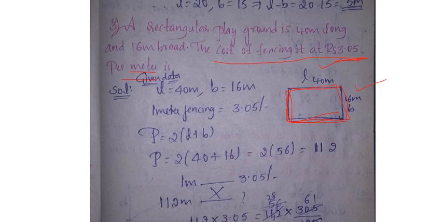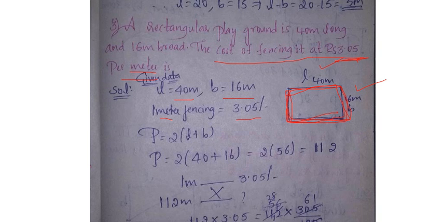If we find the perimeter, can't we know the value of this whole, and easily find what the cost of it is? Now we shall see how to solve this. See, whatever given data I have written: length equal to 40, breadth equal to 16. For 1 meter fencing equal to 3.05 rupees. I have written here.